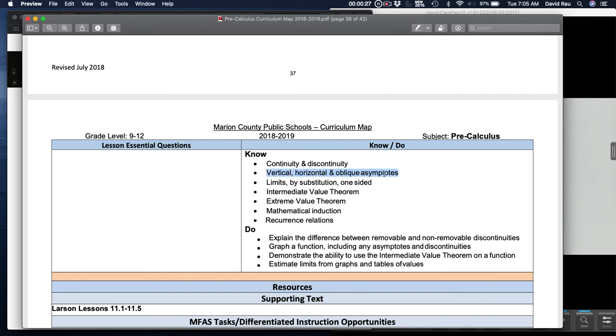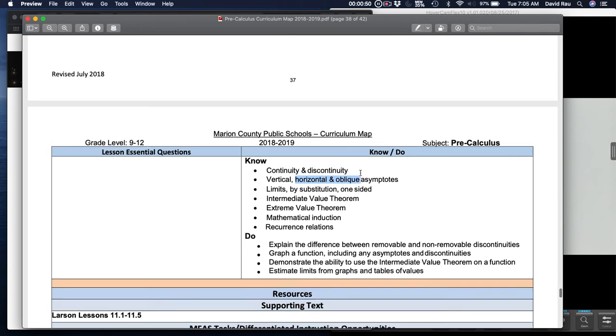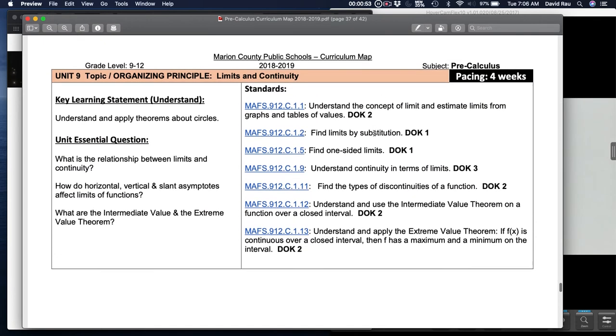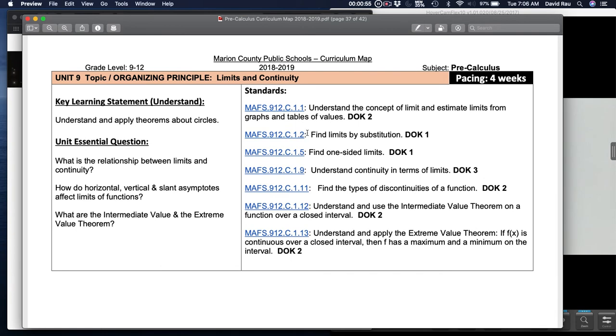Vertical, horizontal, and oblique asymptotes. You've encountered vertical asymptotes. That's where you end up having those infinite discontinuities, where essentially the graph looks something like that and like that. From the left it would be approaching positive infinity, from the right it would be approaching negative infinity. So you would just say either of those are unbounded. And today we're going to look at horizontal asymptotes and oblique, but it's not necessarily a standard, but it is in a way estimating limits from values, and it's also in a way finding limits by substitution.